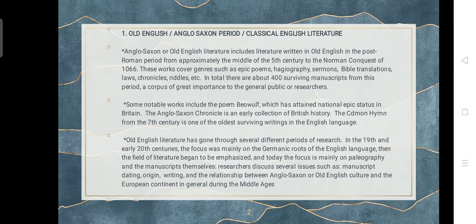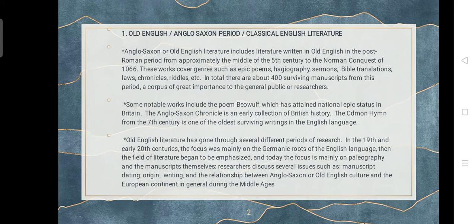Anglo-Saxon or Old English literature includes literature written in Old English in the post-Roman period, from approximately the middle of the 5th century to the Norman conquest of 1066. This work covered genres such as epic poems, hagiography, sermons, Bible translation, laws, chronicles, riddles, etc.